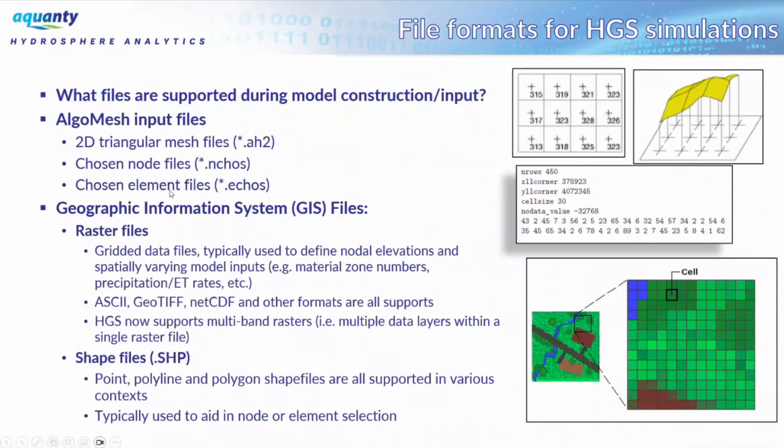So rather than using a chosen node file that selects some nodes based on the current mesh, we could just use a polygon inside of which all of the nodes would be selected. That polygon is going to be independent of the mesh itself. If we ever need to update our model mesh, then we would also need to update any of the chosen nodes or chosen elements files that are associated with that mesh.